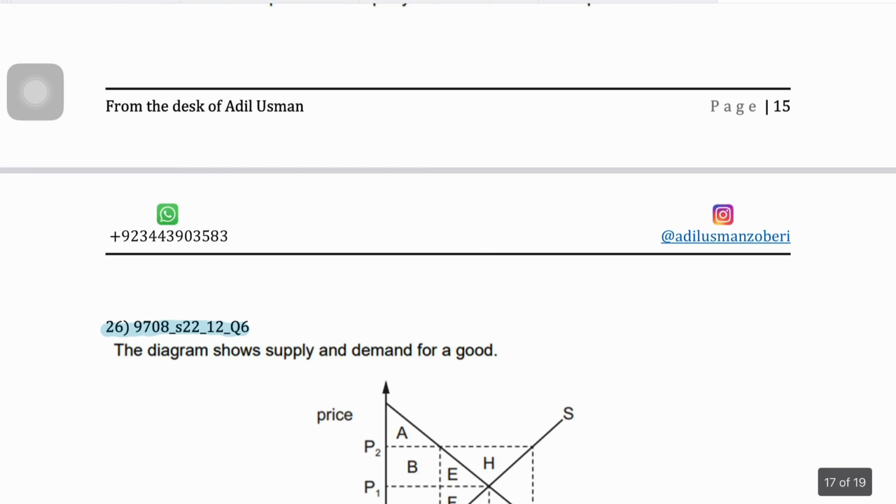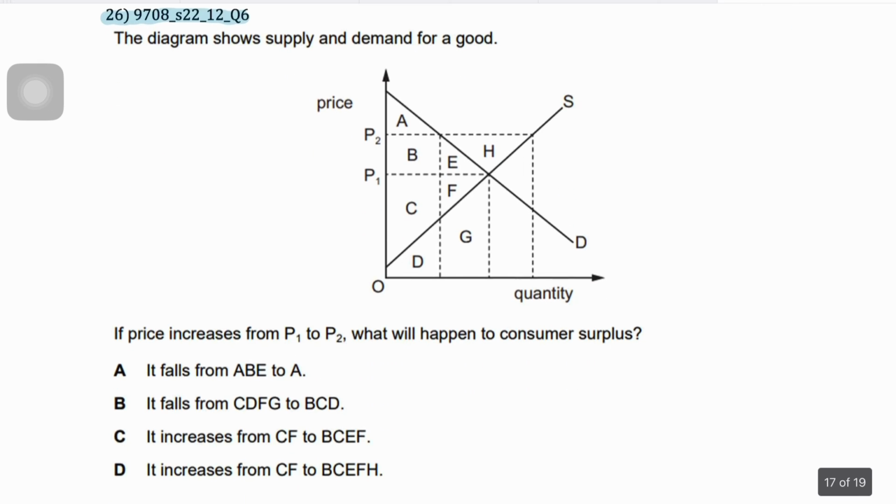Okay, moving on. Question number 26. The diagram shows demand and supply for a good. If the price rises, what will happen to consumer surplus? Very easy question. The price is going up, so consumer surplus was initially A, B, and E, and it falls to A. So it falls from A, B, E to A, so A should be the correct answer, okay?